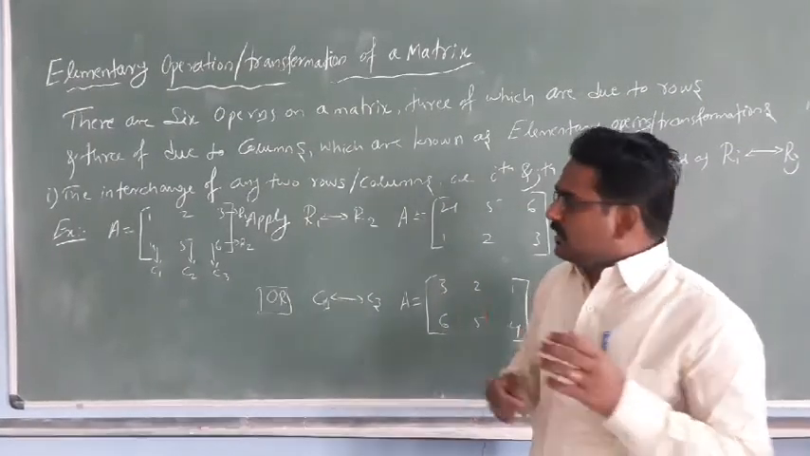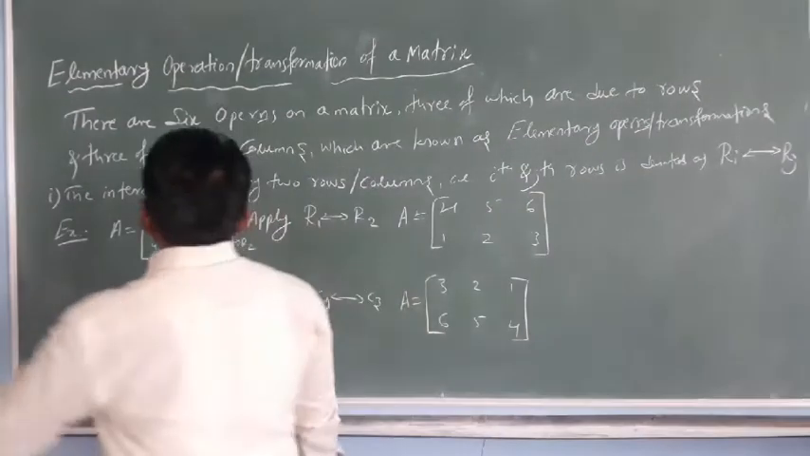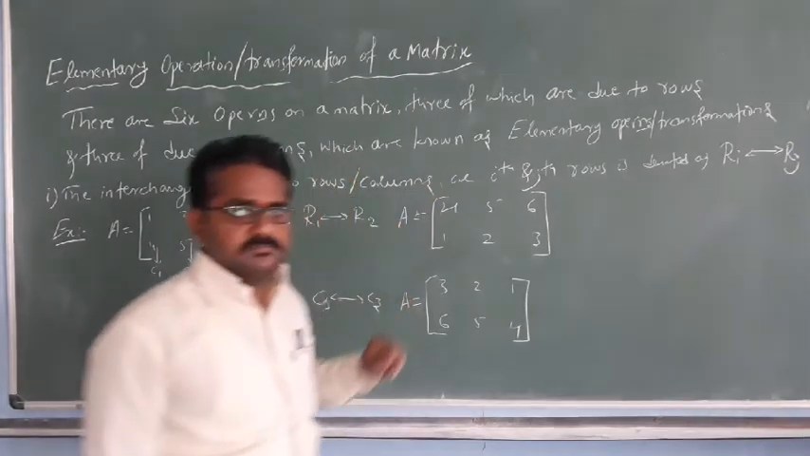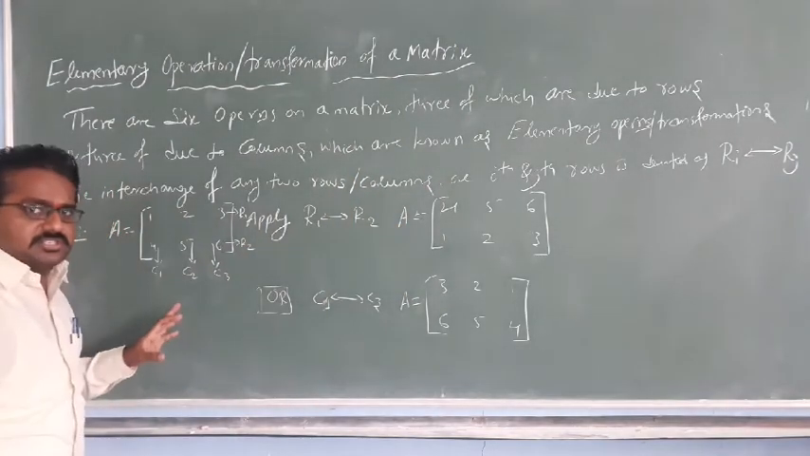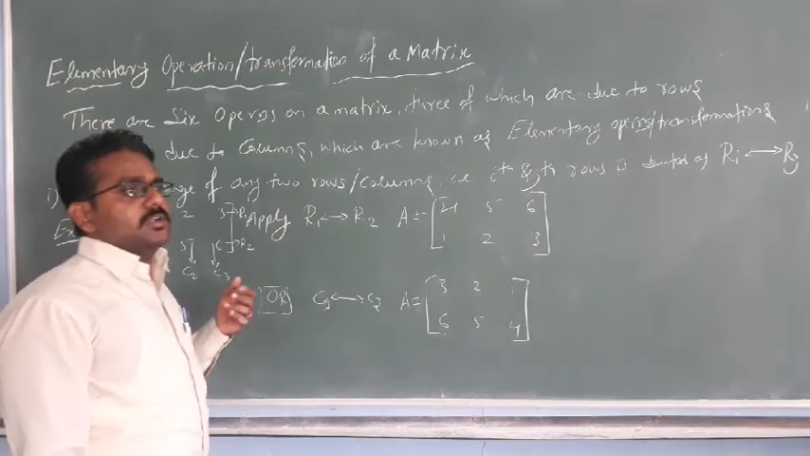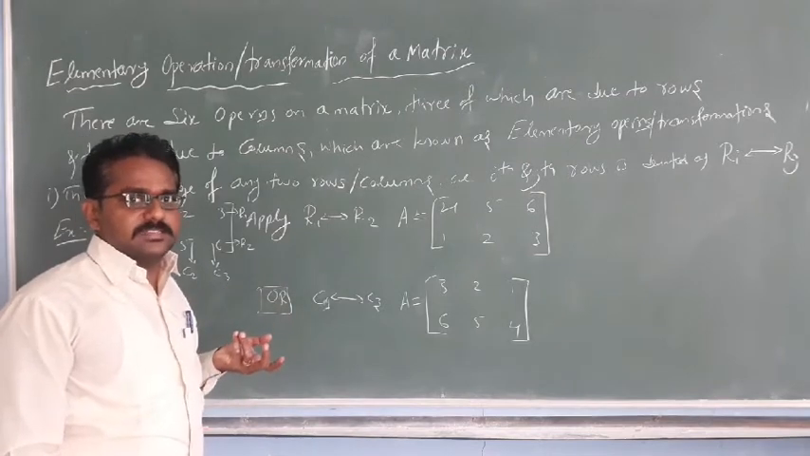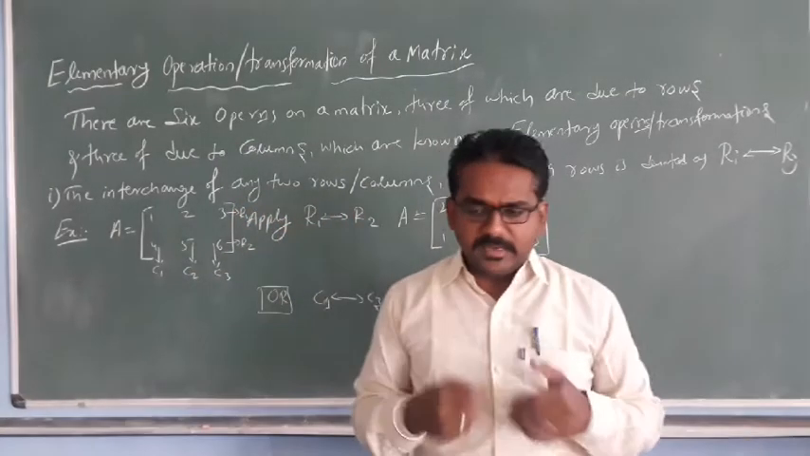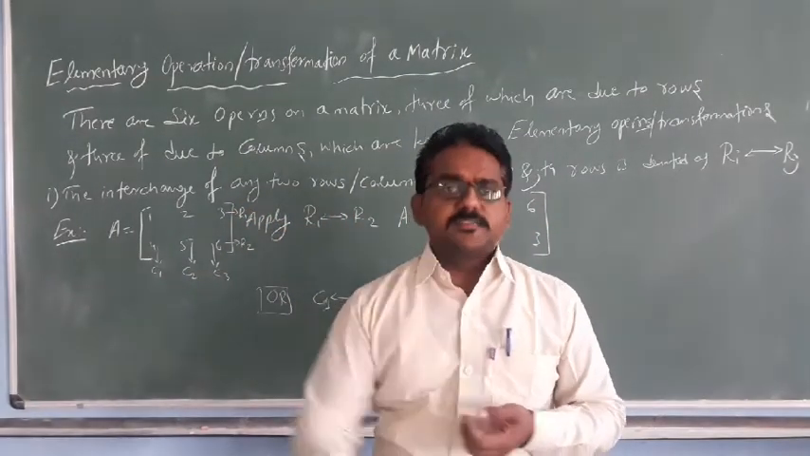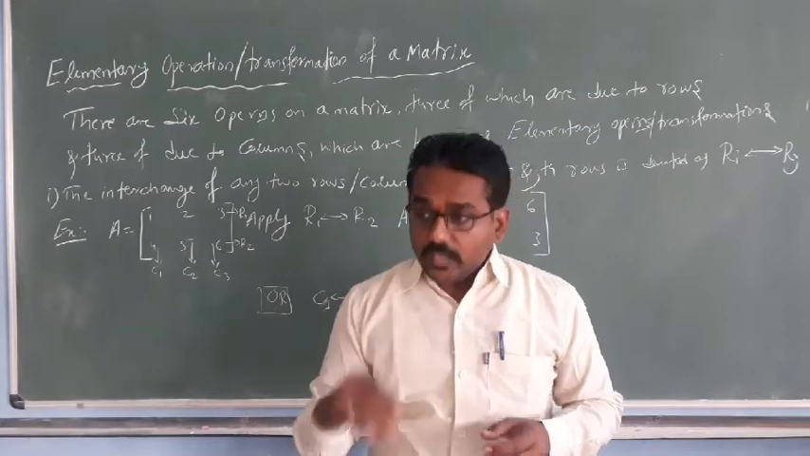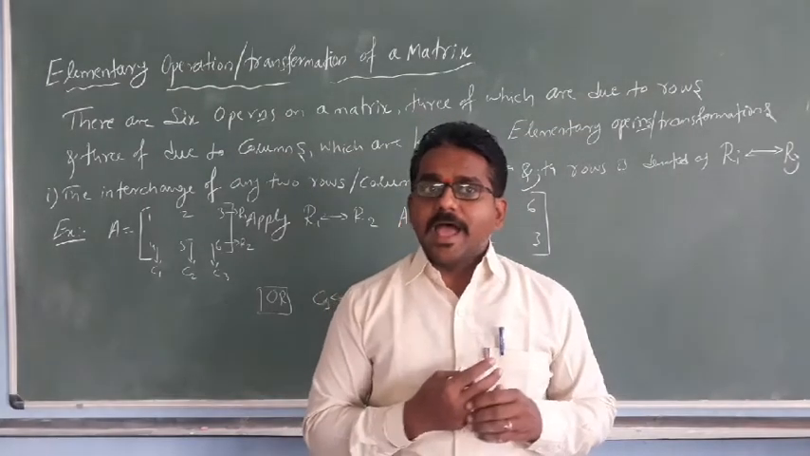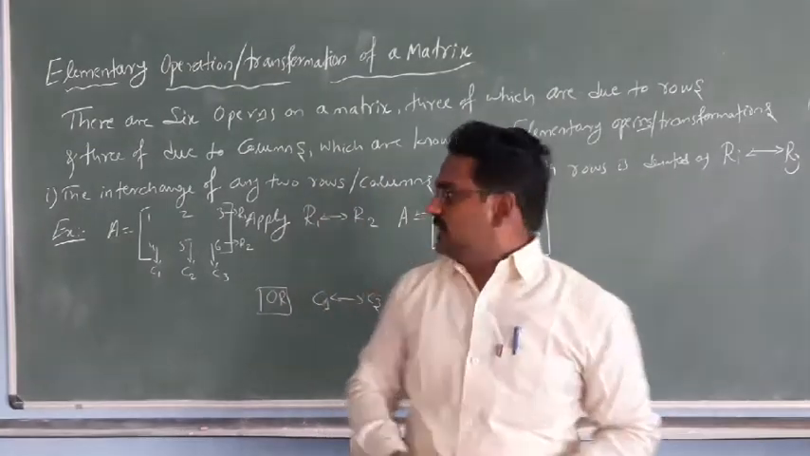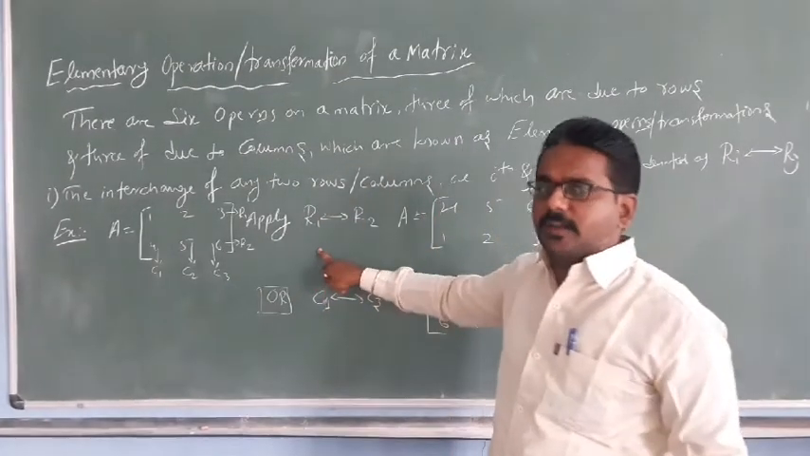The first one is the interchange of any 2 rows or columns. You can interchange any 2 rows or any 2 columns. If I say transform R1 only, it is not justifiable. Why? Here you have to mention that another row is transferred to the previous one. I mention that here when I give the example.